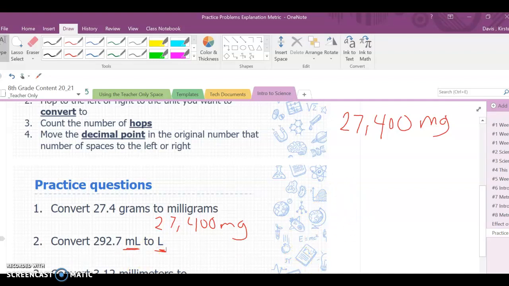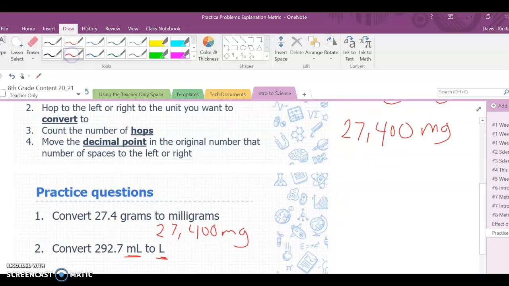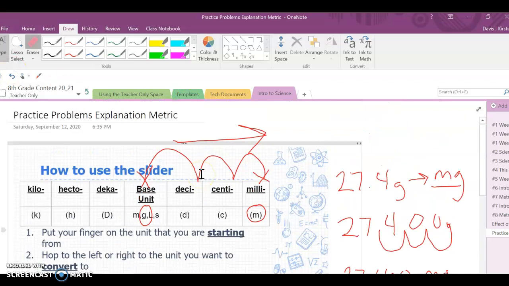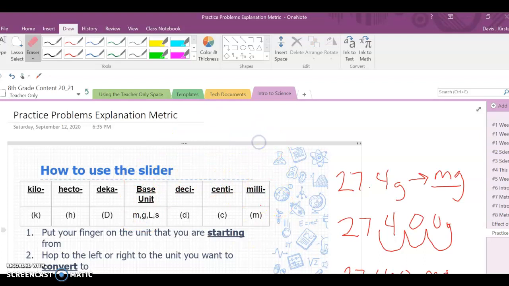So let's write out our original number of 292.7 milliliters. And we want to go to liters. So I'm going to go back up to my slider bar. Scroll up just briefly. I'm going to erase my work from the last time we did this. And I know that I want to go from milliliters to liters.